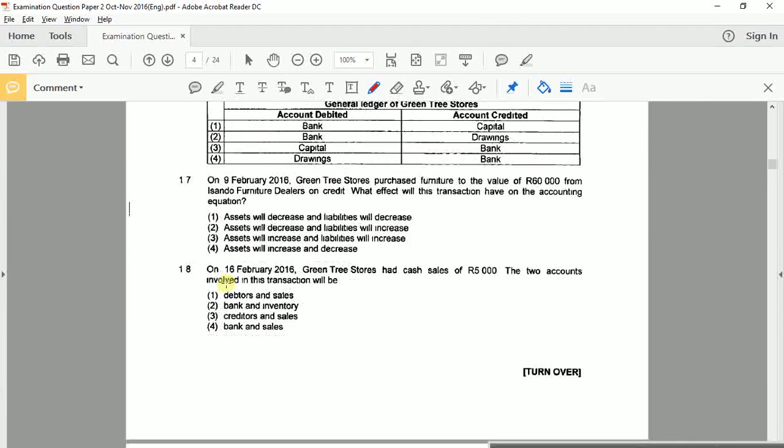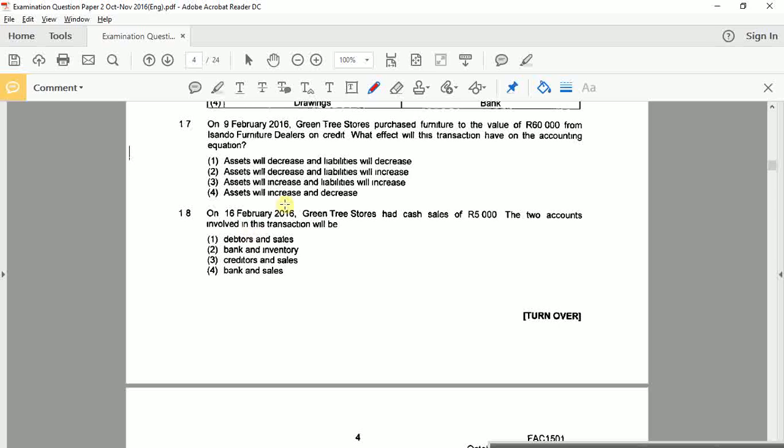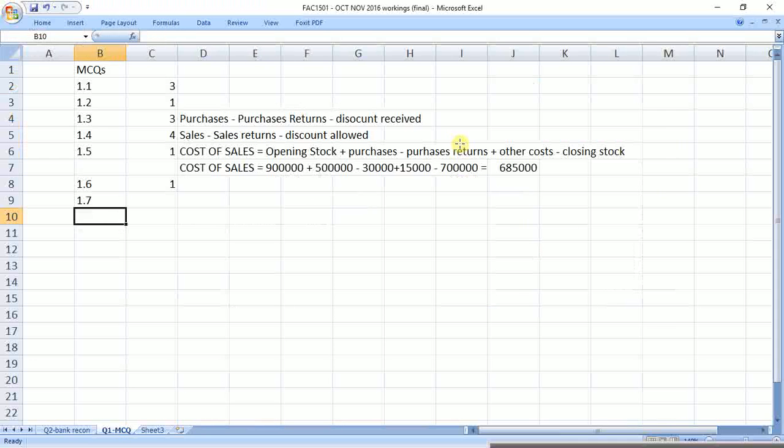On 9 February 2016, Green Tea Stores purchased furniture to the value of 60,000 Rand from the Isando Furniture Dealers on credit. What effect will this transaction have on the accounting equation? Assets will increase and liabilities will increase. On credit, so liabilities will increase. Furniture is an asset that will increase. Good. Option? Three. Option three. Assets will increase, liabilities will increase. Happy with that one.